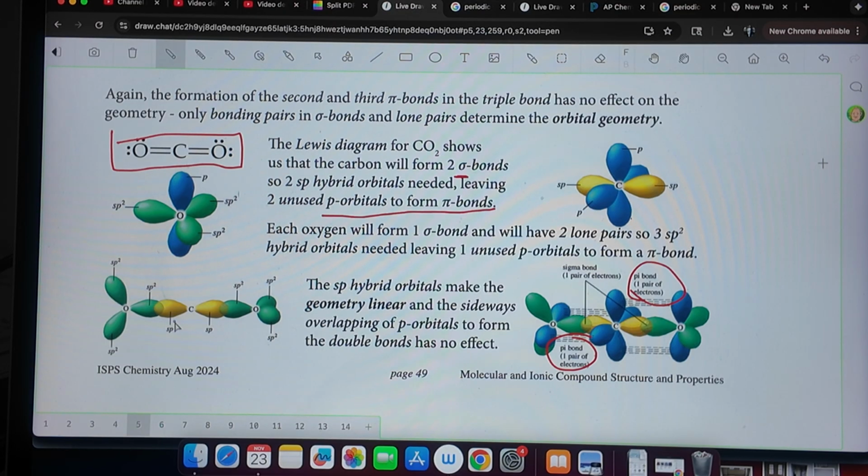So these are sp and these are sp2, but they're double bonds. So one will be sp, one will be sp2. The sp hybrid orbitals make the geometry linear, and the sideways overlapping of p orbitals to form the double bonds has no effect.